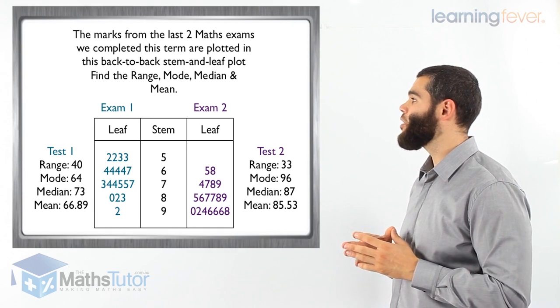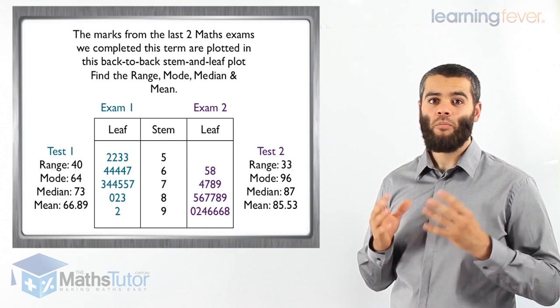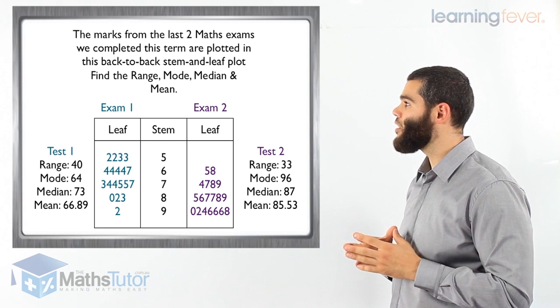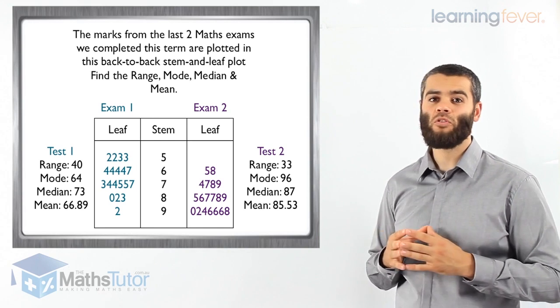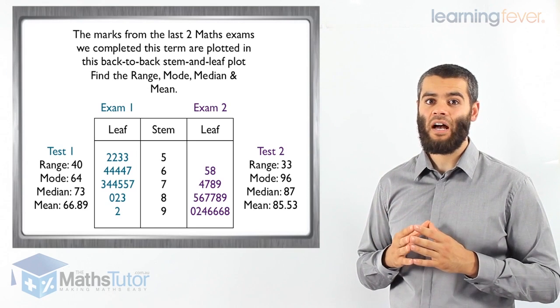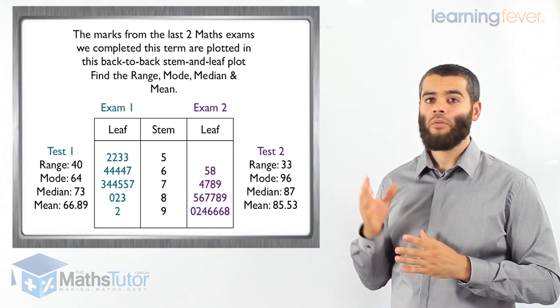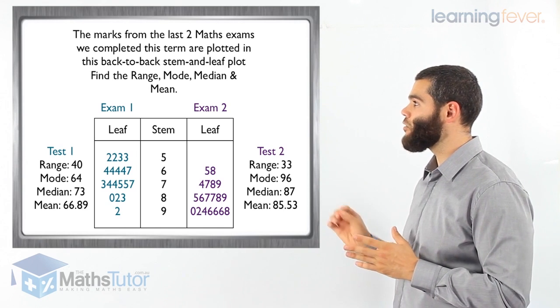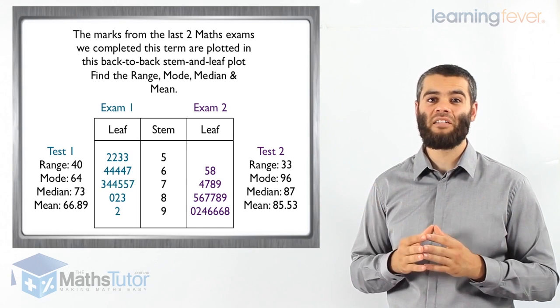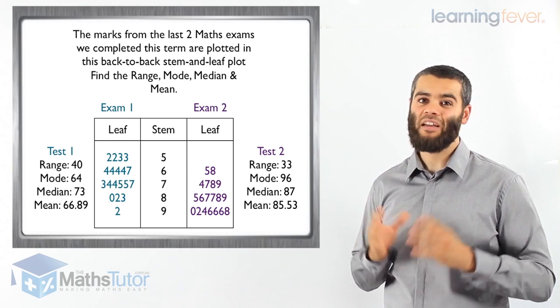By looking at the stem and leaf plot, we can already tell that there's an improvement. By looking at the range, the mode, the median and the mean, we can also notice that there is an improvement from exam 2 compared to exam 1. Maybe the students were studying harder, maybe there was more revision done, but we can straight away tell the results were much better. This is how we can compare two sets of data using the back-to-back stem and leaf.